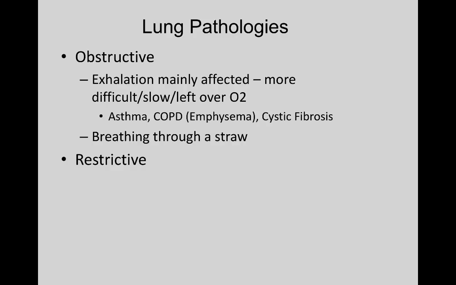Some pathologies you will learn are divided into obstructive and restrictive. With obstructive diseases, exhalation is mainly affected. This can make it more challenging to exhale, or it may slow exhalation down. Some examples are asthma, COPD, or cystic fibrosis. It can feel like you're breathing through a really thin straw.